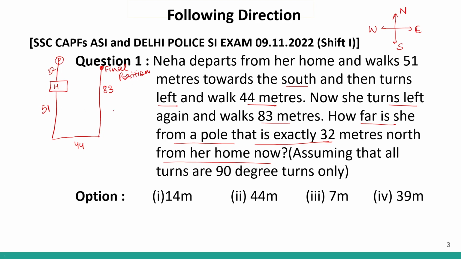Now, 32 plus 51 will give me 83 meters. So basically the pole and Neha's final position will be in the same line. So if it is in the same line, she will be 44 meters away from the pole. So our answer will be option number 2, 44.